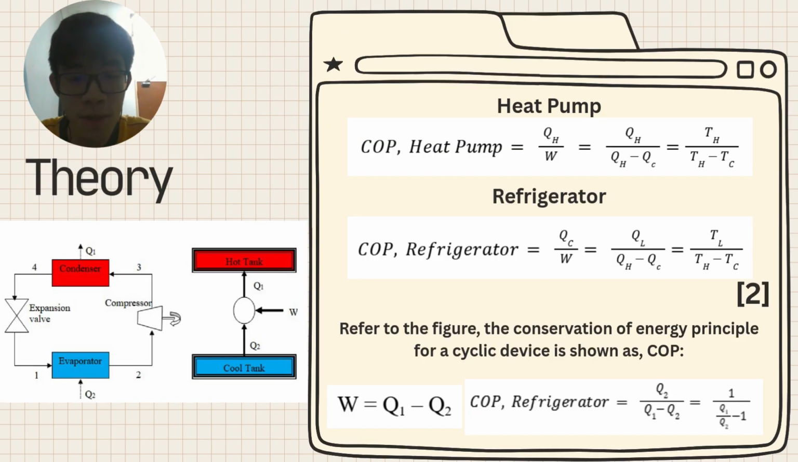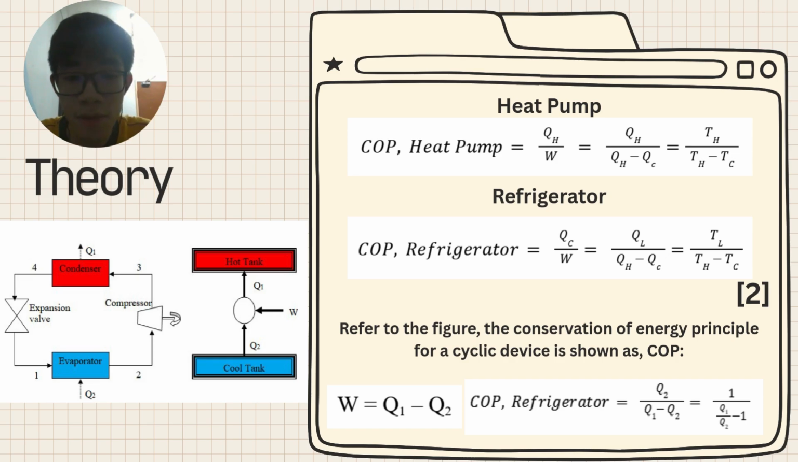So next, we are deriving the formula of COP for the heat pump and refrigerator. For the heat pump, it is QH over work done, which is W. So we can get TH over the change in temperature between the higher and the cold space. For the refrigerator, the formula is QC over W, work done. So it is equal to TL, which is the lower one, over TH minus TC.